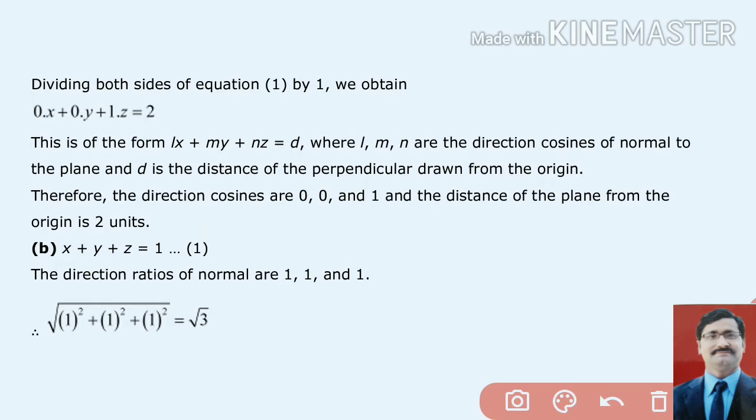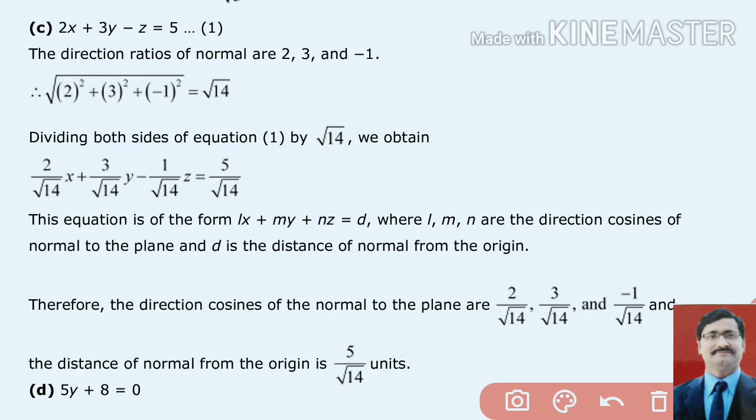Question number two you will do yourself. Here the direction ratios are 1, 1, 1, so you have to divide the equation by root 3, and then the direction cosines you will get are 1 upon root 3, 1 upon root 3, 1 upon root 3, and the perpendicular distance from the origin you will also get as 1 upon root 3. So this question you will do yourself.